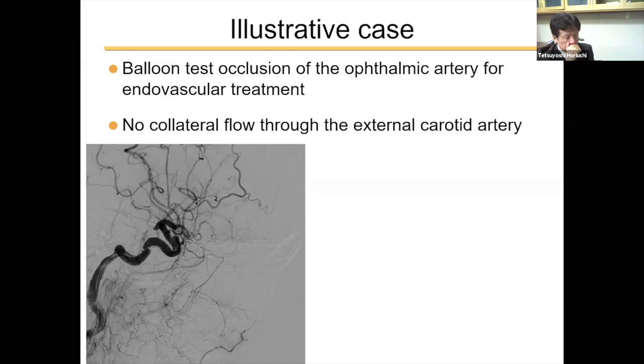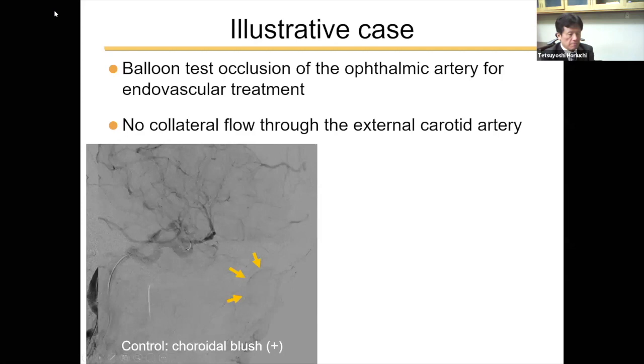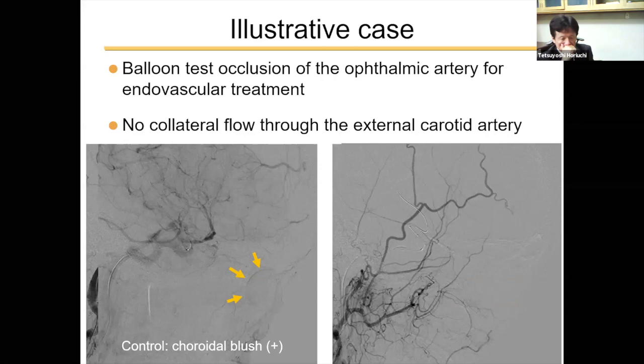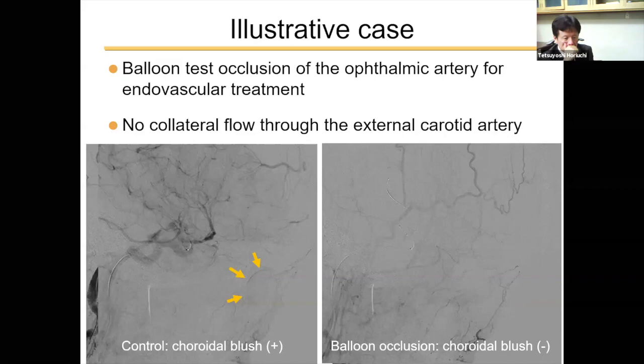Lateral view of the right carotid injection shows the ophthalmic artery. And the choroidal brush is also visualized. The ophthalmic artery was occluded with a balloon. No choroidal brush was seen. This result indicates the ophthalmic artery should be preserved and endovascular treatment is not recommended. The patient was referred and the clipping surgery was done.